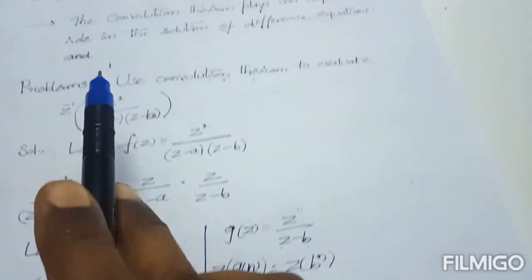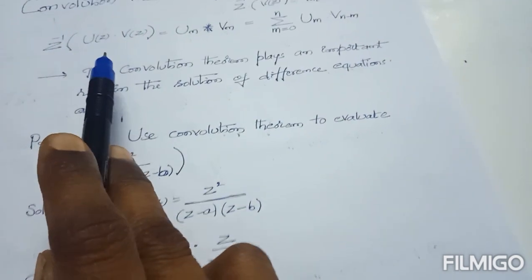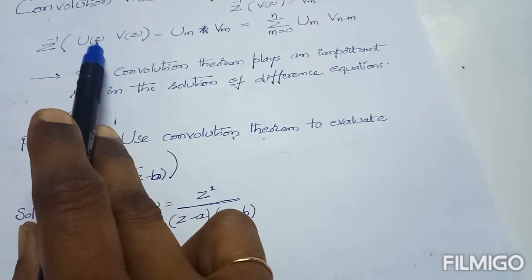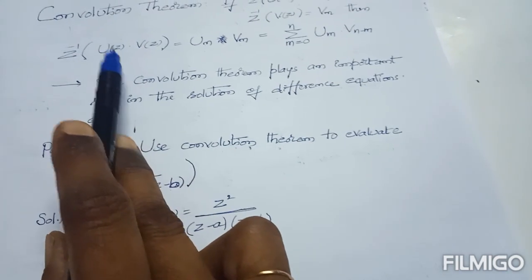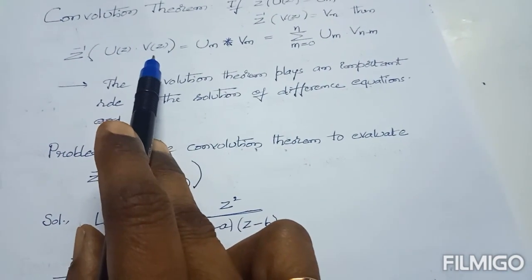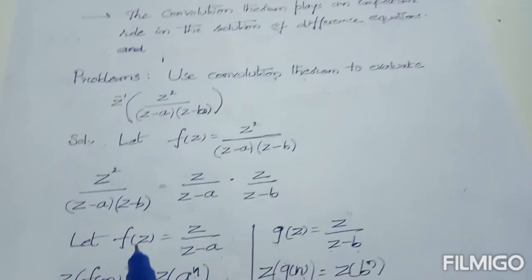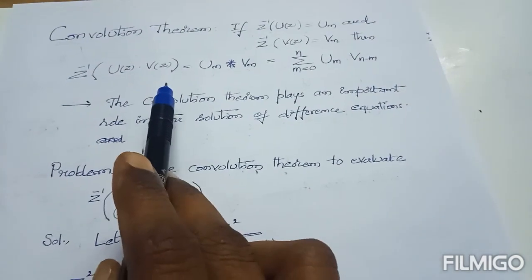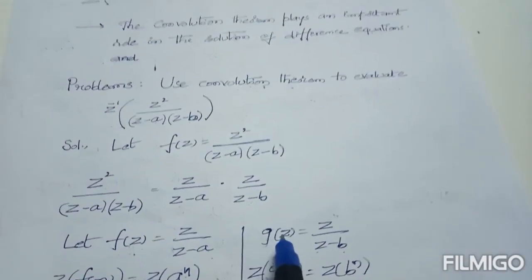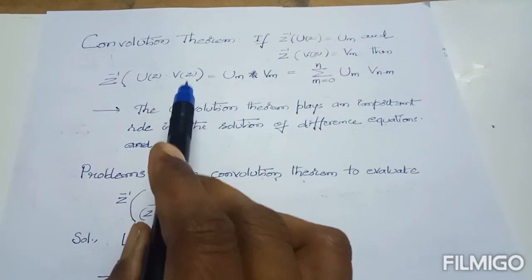After getting two functions, according to the statement we prepared f(z) and g(z), or U(z) and V(z). Instead of U(z), the name given here is f(z), and instead of V(z), the name given here is g(z). Two functions are here.